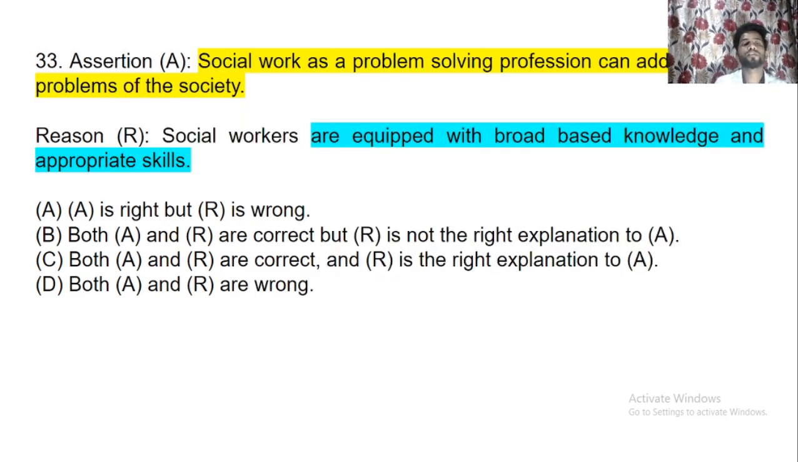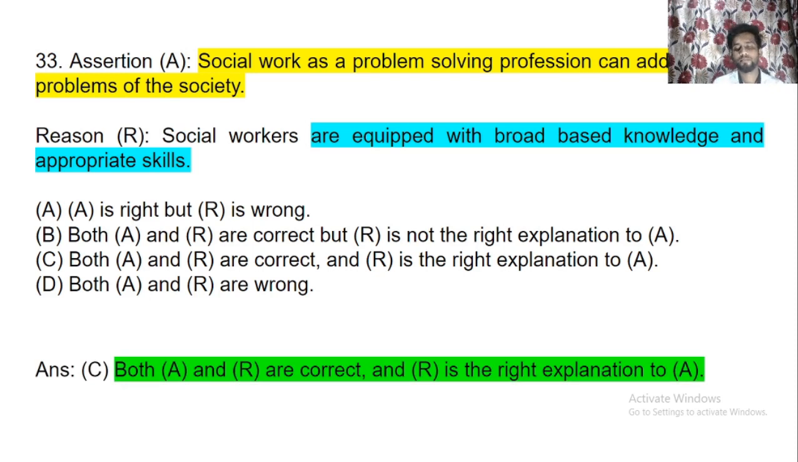So next question: social work is a problem solving process that can address social problems of the society. Yes, social work is a problem solving process, we all know that, and the profession can also address societal problems. Yes, correct. Social workers are equipped with broader base knowledge and appropriate skills. Yes, both are correct actually, because whatever we are trained in through theories and practices helps us deal with appropriate situations and problems. So both are correct and R is the correct explanation of A.